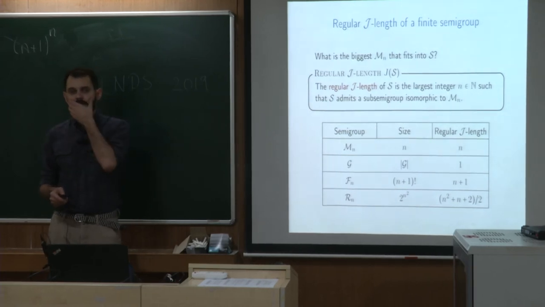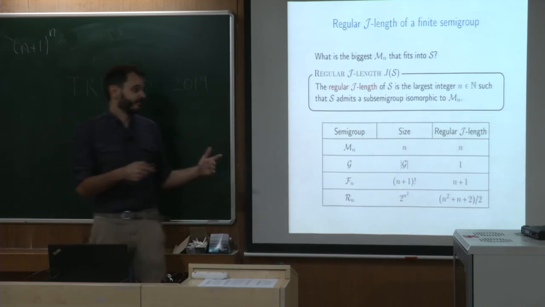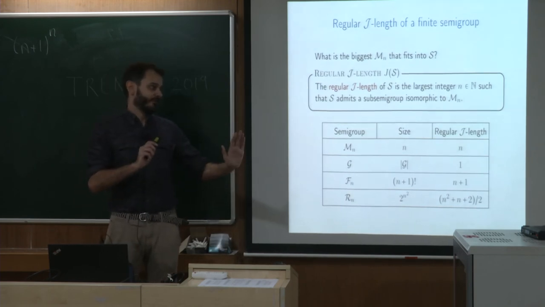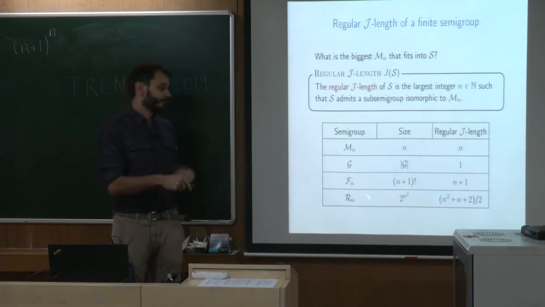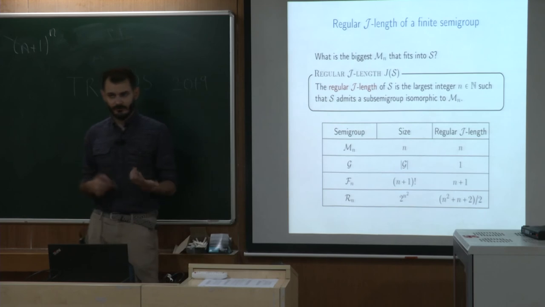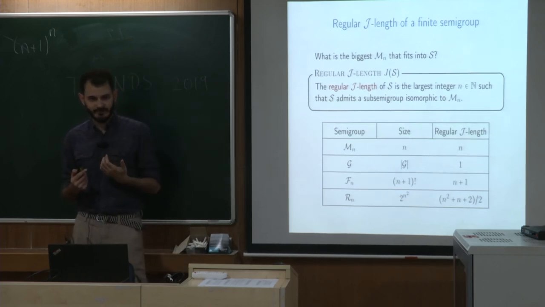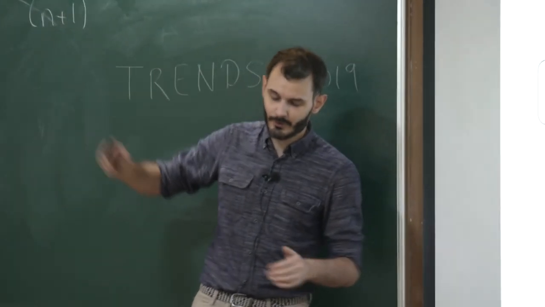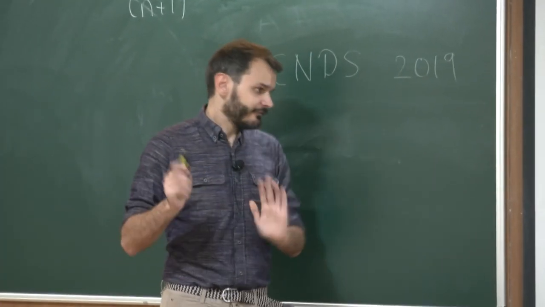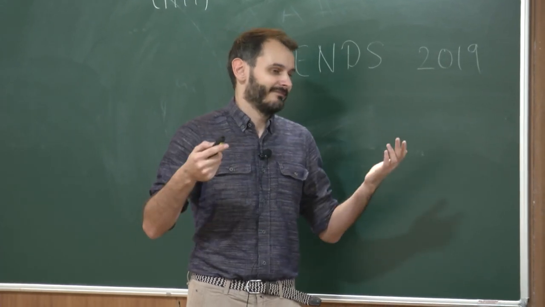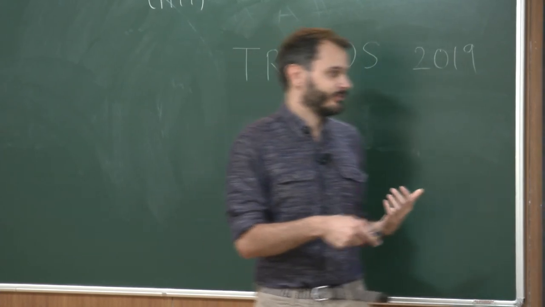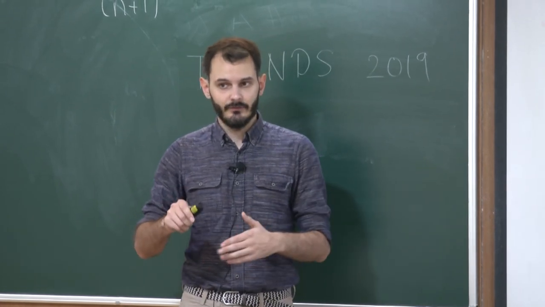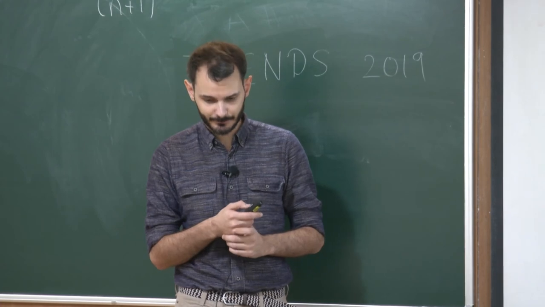But maybe I can try and say why it's surprising in some sense. I told you before about the difference between the regular J length and the J length. Computing the J length of Rn is an open problem, open for quite a while, if I'm not mistaken. It is known to be super polynomial, and you have some exponential upper bounds. So I find it kind of surprising that, it's not that incredible, but still, when you drop the J classes that are not regular, you end up with something that is polynomial, whereas initially you were super polynomial. Okay, so that's all about that.